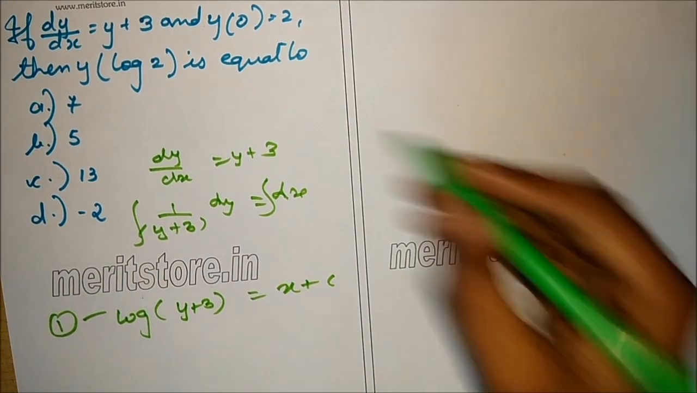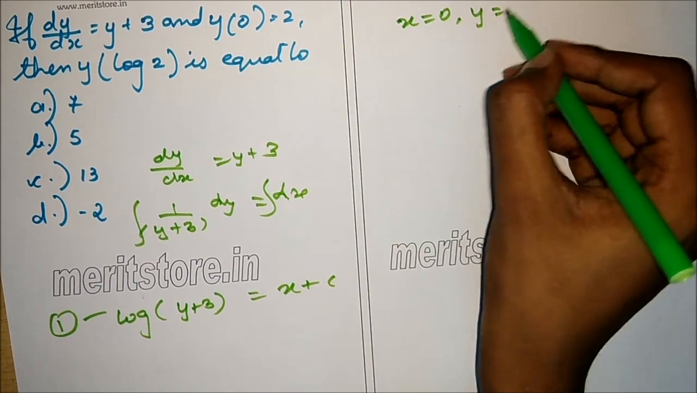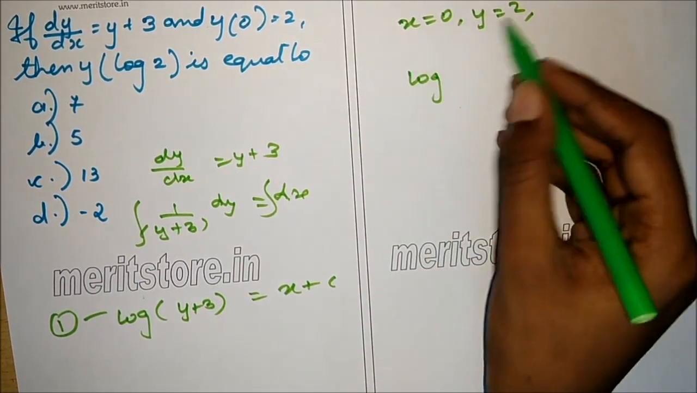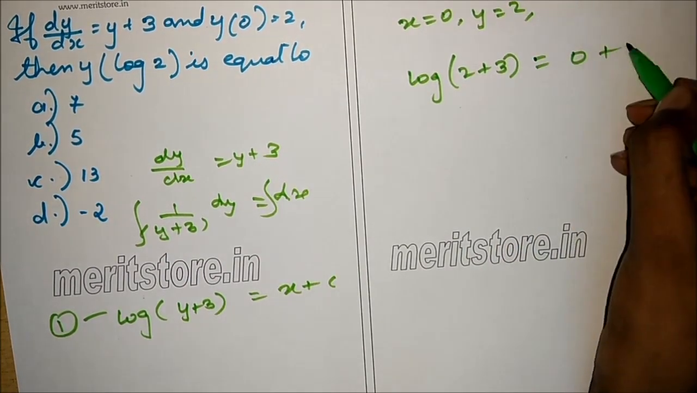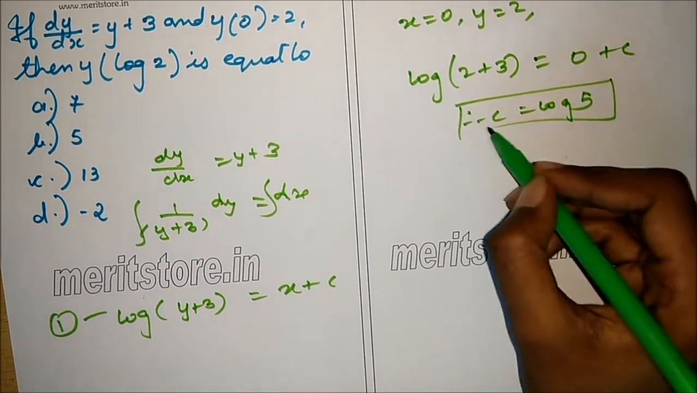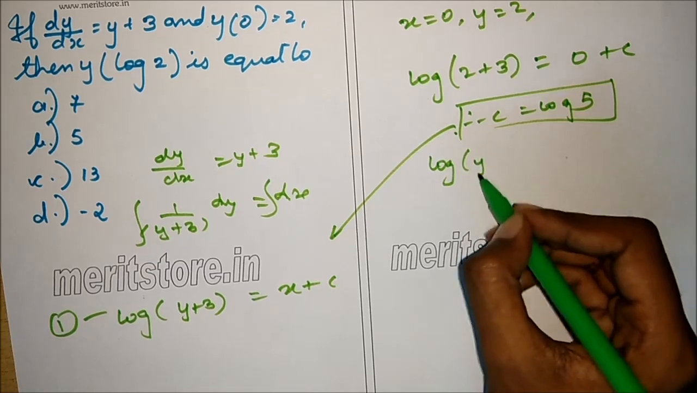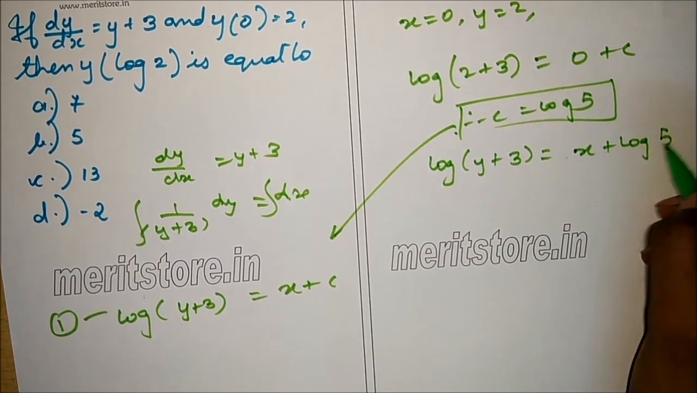So for the particular solution, the condition is given as for x equals 0, y equals 2. So we substitute the values. So log of y equals 2, so log of 2 plus 3 is equal to 0 plus c. So therefore c is log 5. And now we substitute this in the general equation. So log of y plus 3 is equal to x plus log 5.